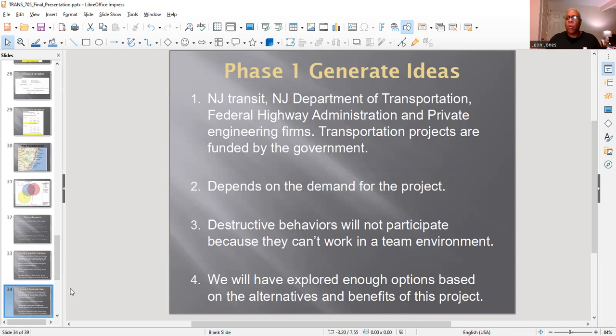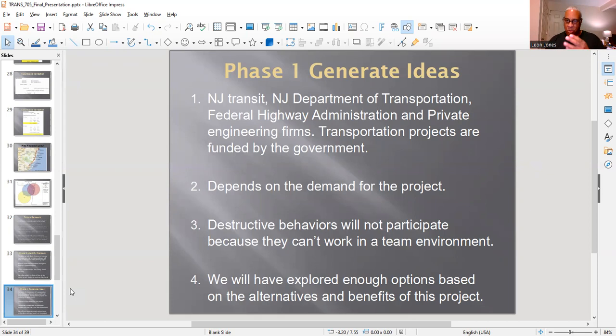It's going to also depend on the demand of the product or project. A project will be a good product if it works. Now, when we deal with destructive behaviors, I won't even include them in any team environment. Why? Because, as I mentioned before, their behaviors are destructive. They're impulsive thinkers, they're very emotional, and they're not going to understand the logic that's going to go into this project.